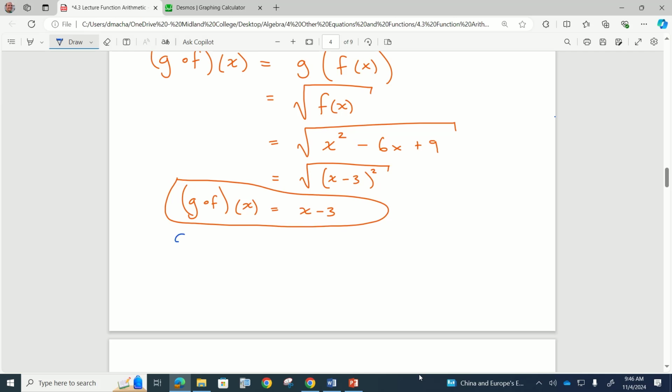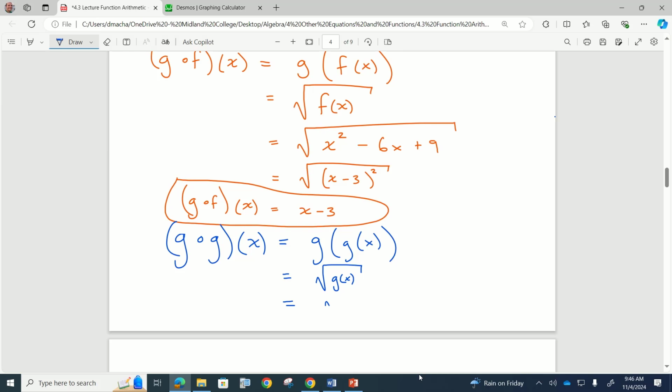You can also take a function and compose it with itself. So if I ask you what is g of g of x, and g is just the square root function, I take the square root of g of x, which is the square root of the square root of x. That's the same thing as the fourth root. So g composed with g is the fourth root.